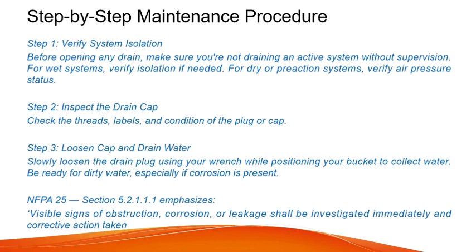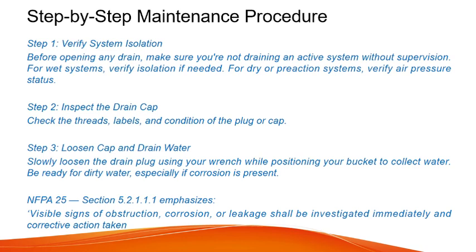Let's see the step-by-step maintenance procedure. Step 1. Verify system isolation. Before opening any drain, make sure you're not draining an active system and have sufficient supervision before starting the procedure. For wet systems, verify isolation is needed. For dry or pre-action systems, verify air pressure status.